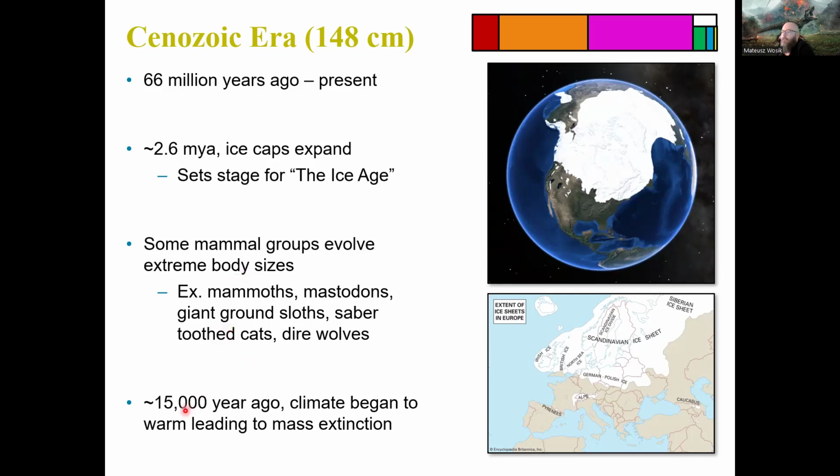But then finally, 15,000 years ago, the climate begins to warm up, and that leads to this next mass extinction. This is the last mass extinction that we've had most recently, where those ice sheets start to recede and scrape away all of the land that was beneath them.